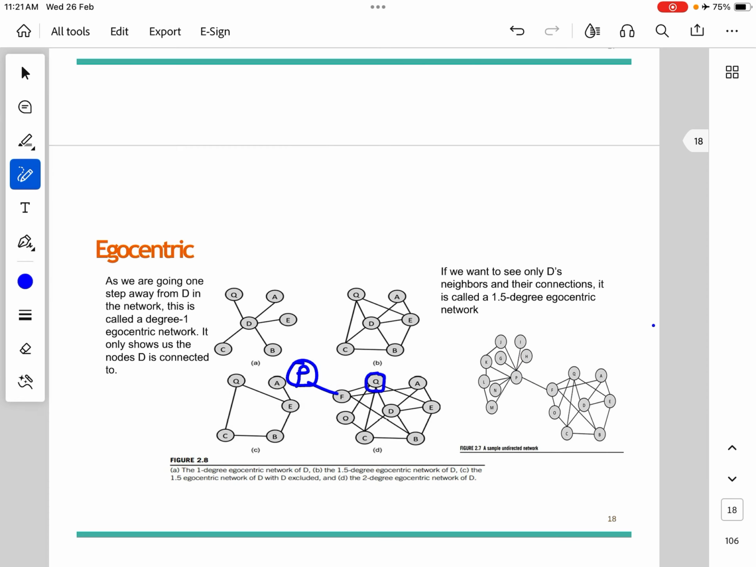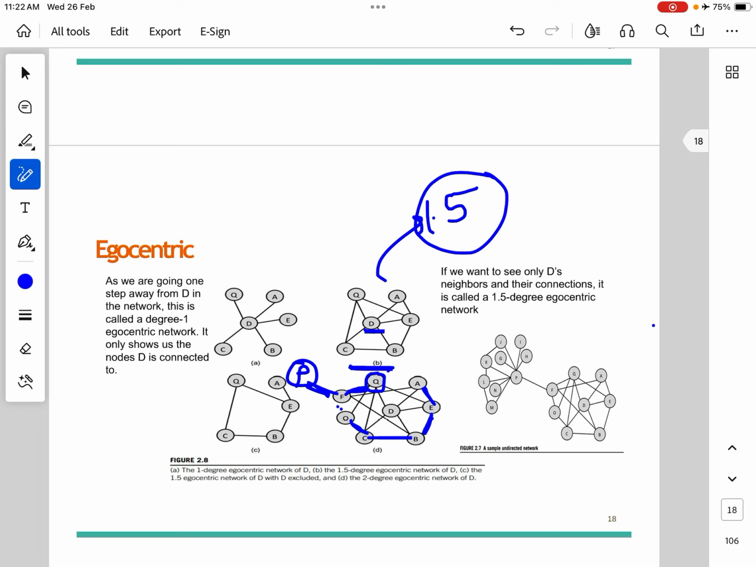So for example, Q is connected with F, F is also connected with P, then E is connected with A, B, C is connected with B, this C is connected with O. Now here we did not show C connected with O. Why? Because O was not connected with D. So in 1.5 we have to just remember one important thing, that whenever we are drawing the connections, we have to ensure that those are connected with D as well. That means those are connected with the node which is given up.